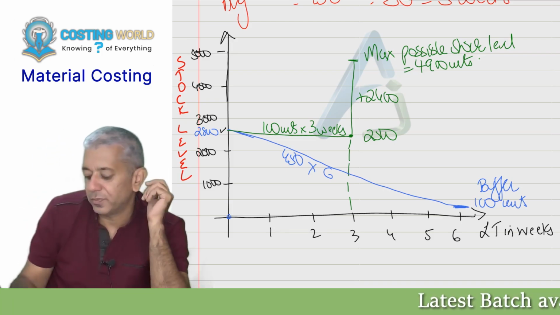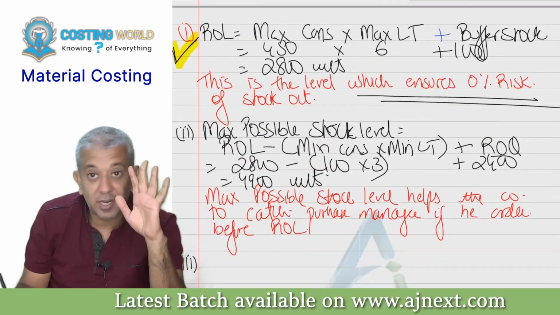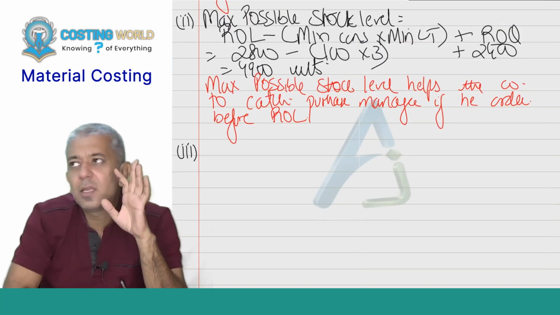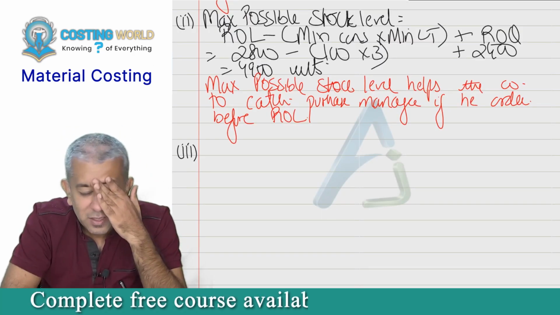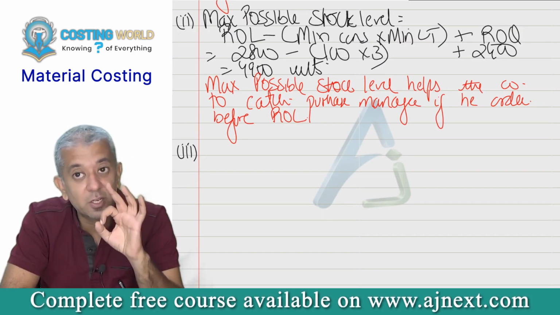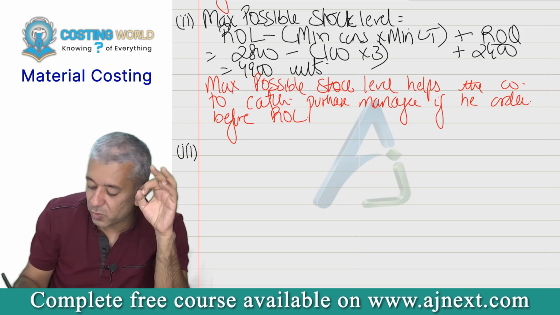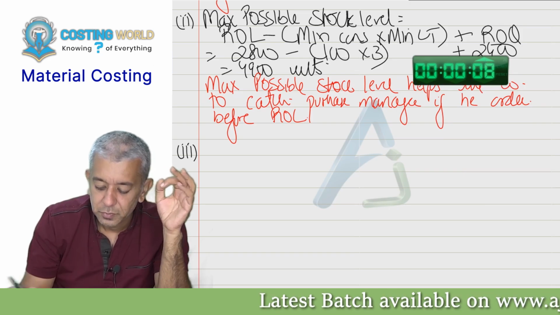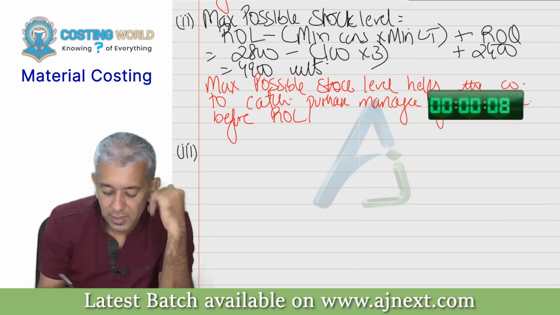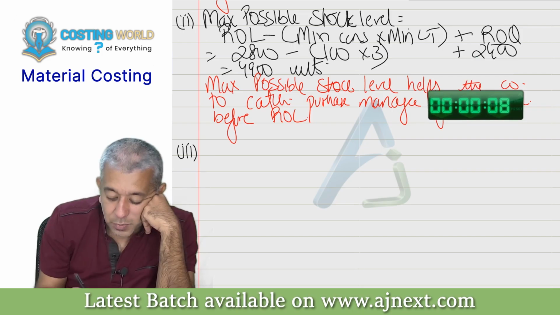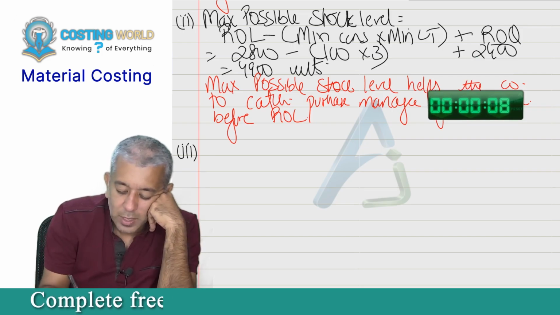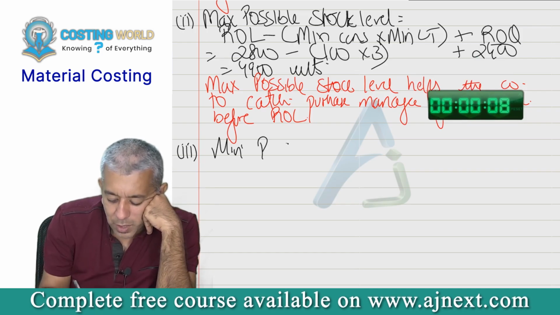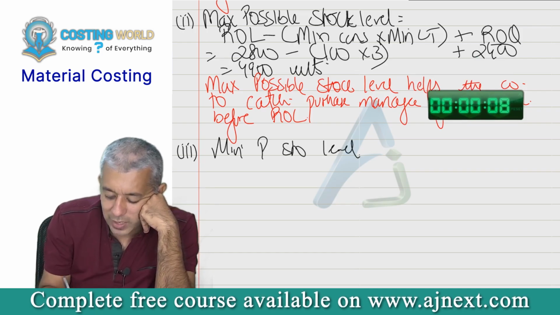Listen to me. Whatever I am asking, you are not writing first of all, because I will erase it after some time. And I will give you a lot of time to answer that. I'll be giving you all 8 seconds to answer. I'll keep my watch ready. If maximum possible stock level is 4900 units, tell me what will be minimum possible stock level. 8 seconds start now.